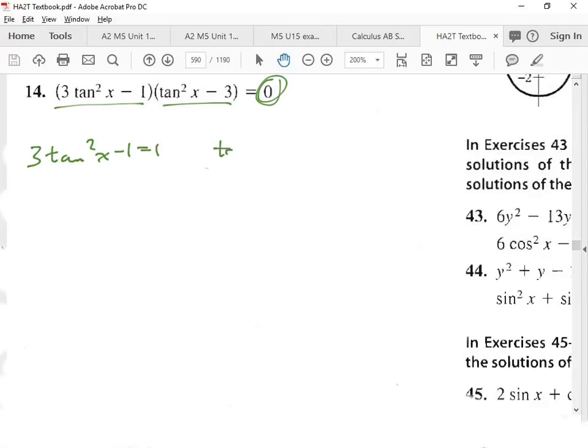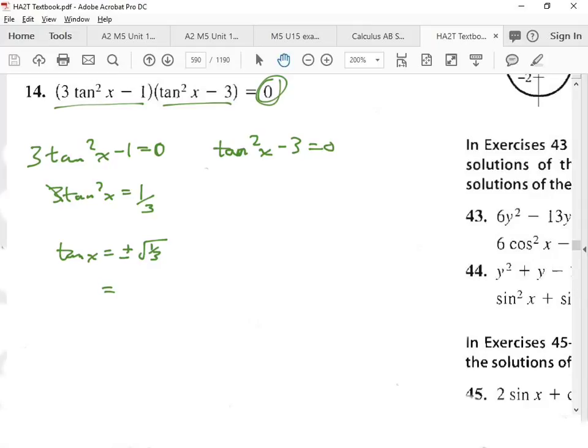Okay, then I got tangent squared x minus 3 equals 0. And then I get busy with my solving. Okay, so I get 3 tangent squared x equals 1. And then I divide it by 3. And then I have to square root both sides. So I get tangent x equals plus or minus square root of 1 over 3.